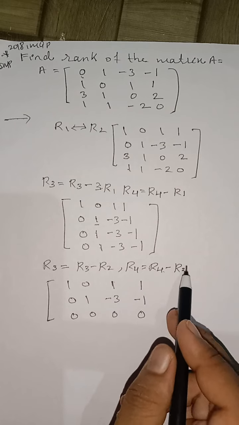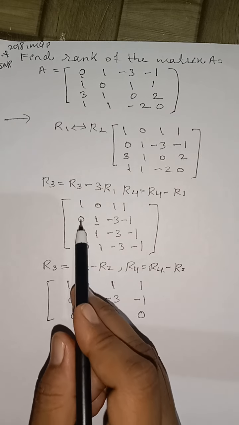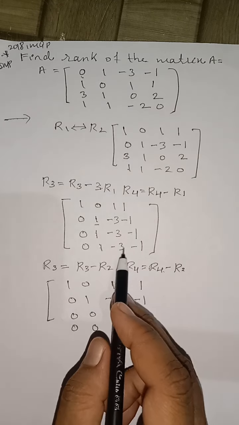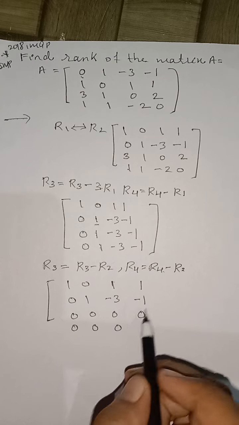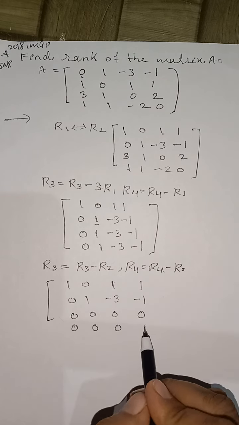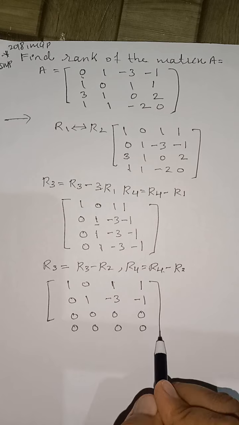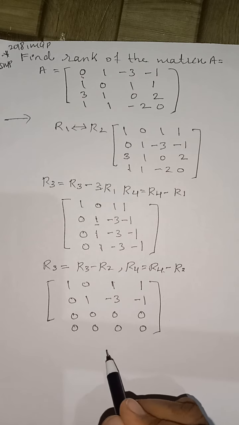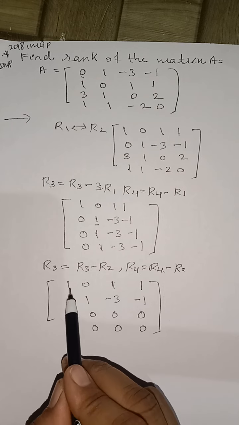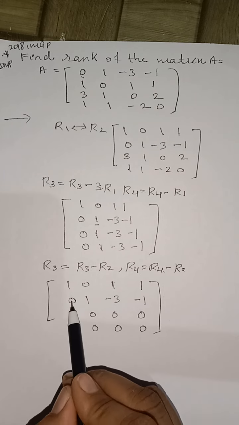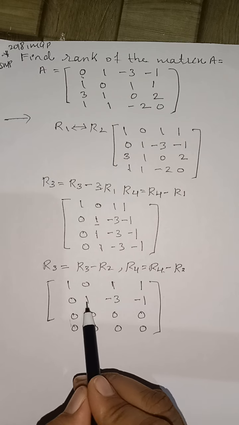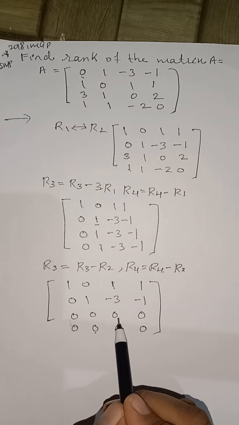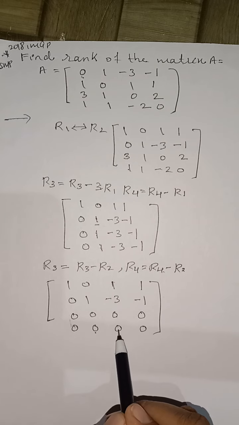So R4 is R4 minus R2: 0 minus 0 is 0, 1 minus 1 is 0, minus 3 minus of minus 3 is 0, and minus 1 minus of minus 1 is again 0. From this it is very clear: below the first row first element are 0s, below the second row second element are 0s, and the third row is already 0 in the process.